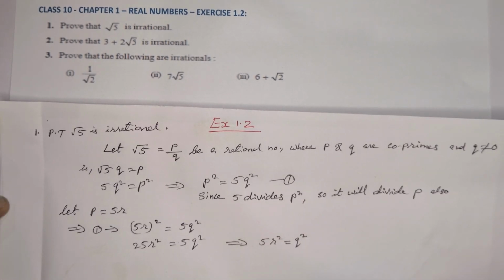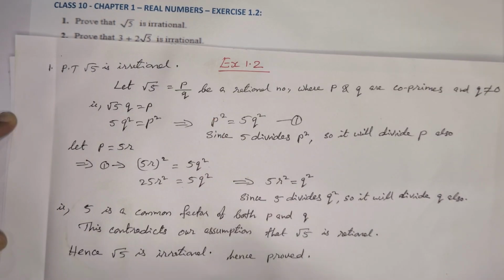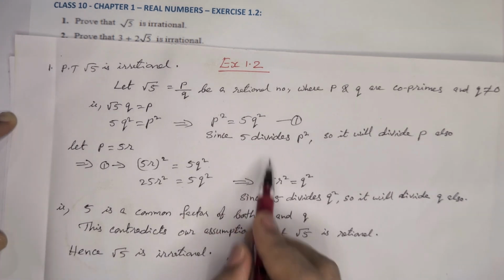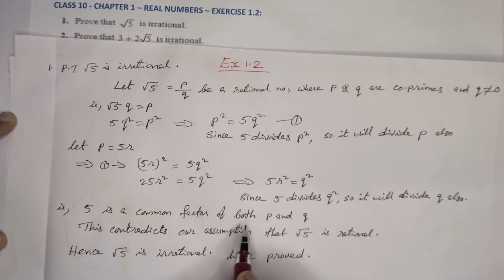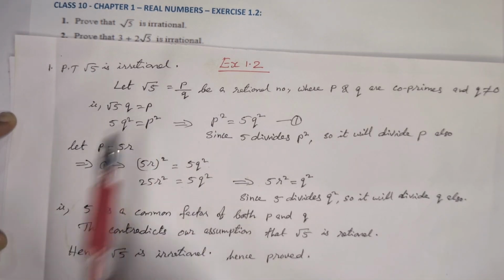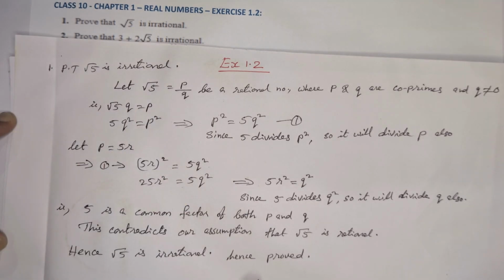Here we can see Q square also divides by 5. So here also we can write, since 5 divides Q square, it will divide Q also. Here we can see 5 is a common factor of both P and Q, which contradicts our assumption that root 5 is rational. Therefore, root 5 is an irrational number, hence proved.